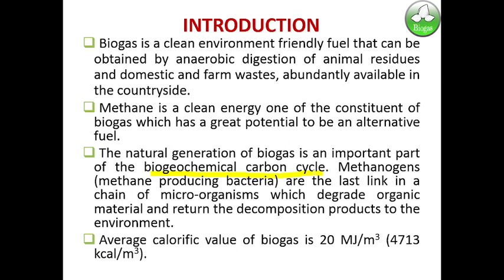Then acidogenesis, or acidification, takes place. In this process, temporary products such as bicarbonates or butyrates are produced, and some decomposition also starts here. Then acetogenesis, which means acetic acid or acetates are formed and hydrogen gas is released. And last is methanogenesis, in which the acetates are converted into methane.